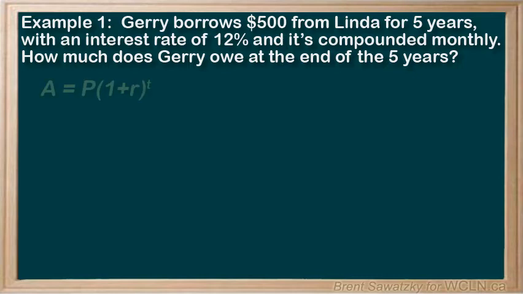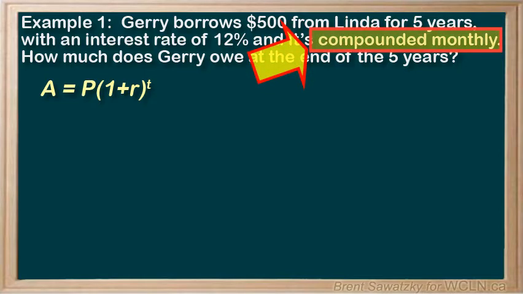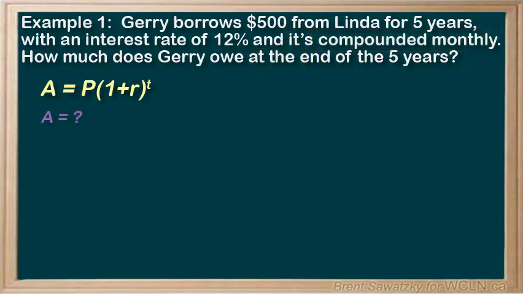So let's use our original equation looking like this. A equals P(1 plus R) to the T. And we identify that our compound period is, well, we're told that it's compounded monthly. So the compounding period is 1 month. So plugging in our numbers, well, the P is 500, that's easy.